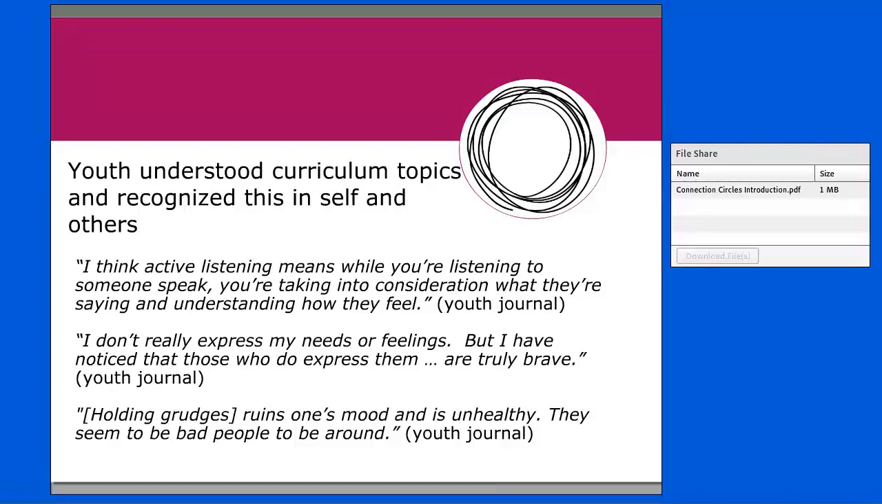Another youth noticed the disconnect between what he or she was doing and what they saw others doing in a way that made them feel good about what other people were doing. I don't really express my needs or feelings, but I have noticed that those who do express them are truly brave. And finally, from a youth journal, holding grudges ruins one's mood and is unhealthy. They seem to be bad people to be around.